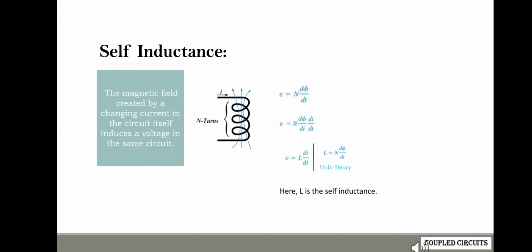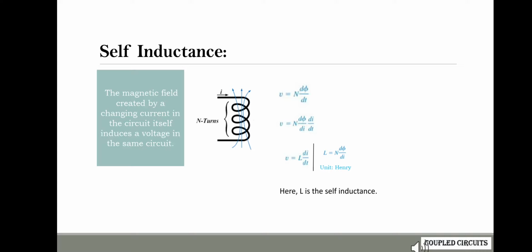Now we'll see about self-inductance. Self-inductance is the induction of a voltage in a current carrying wire when the current in the wire itself is changing. The coil shown here has N turns where current I flows through the coil. A magnetic flux is produced around it. We know by Faraday's law, voltage induced in the coil is directly proportional to the total number of turns and the time rate of change of magnetic flux.